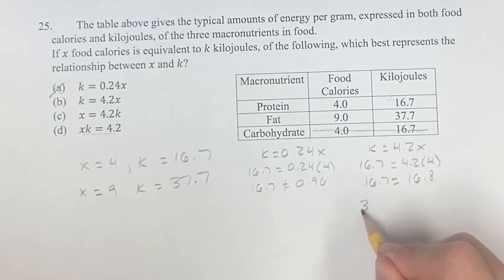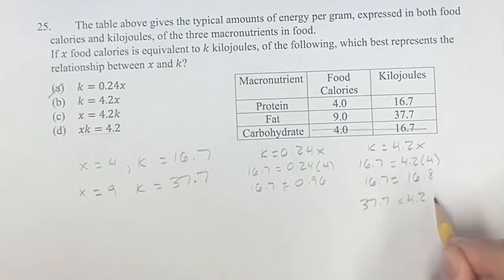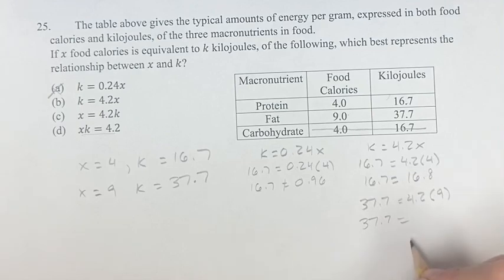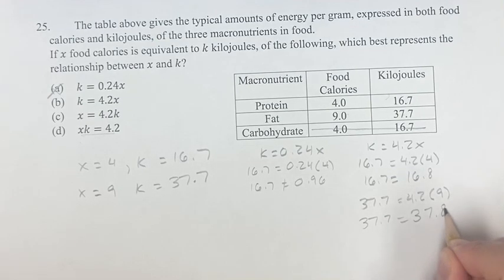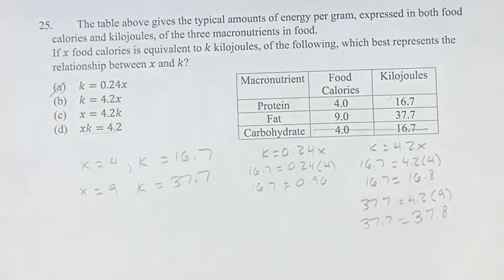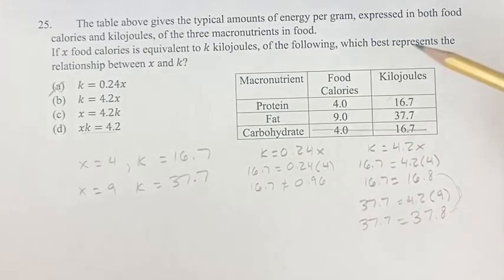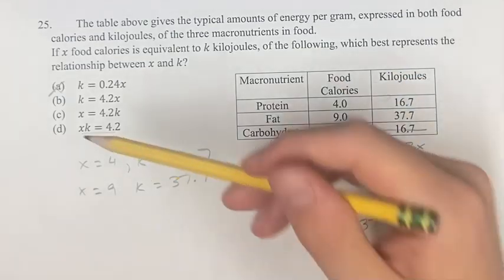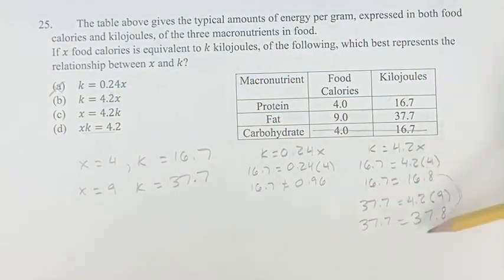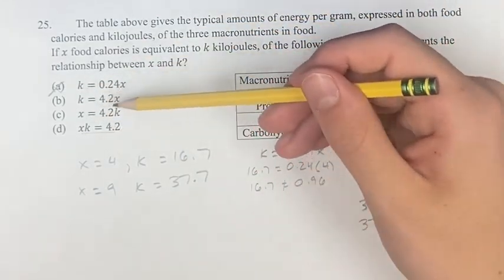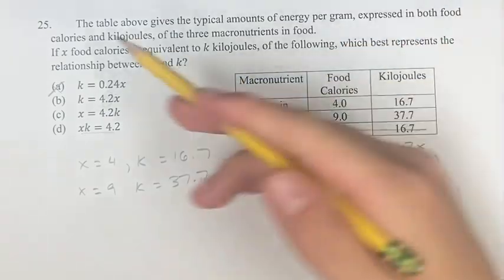So K is 37.7, when X is 9, 4.2 times 9. So in this case, we have 37.7 is equal to 4.2 times 9, which is 37.8. So what do we have here? We have a linear relationship, right? These are not exact, but the real life relationship between food calories and kilojoules is not going to be exact to the nearest tenth of a gram. So we can expect a little bit of difference, but we're saying these are basically the same. We have a linear relationship where the kilojoules is equal to 4.2 times the food calories. So B is going to be our answer.